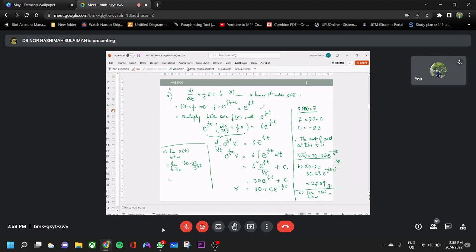What happen to this term as t goes to infinity? If t is very large, so the 23 is divided by a very large number, right? So the limit is 0. So as a result, the maximum amount of salt that is present in the tank after a long time would be 30 gram.